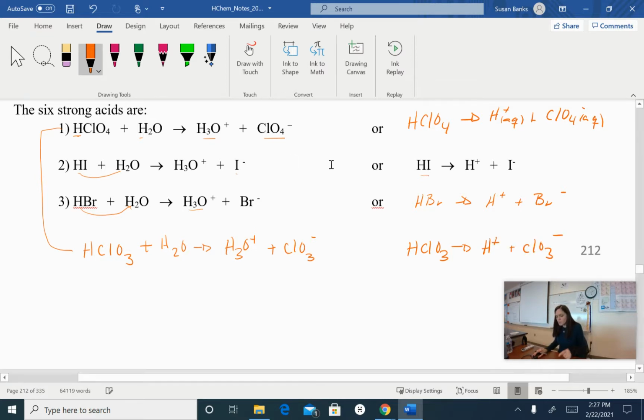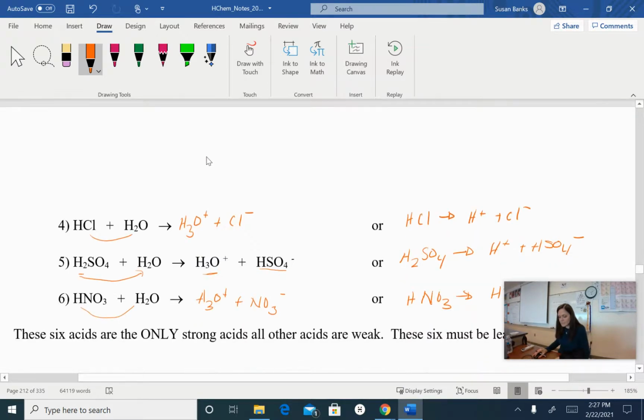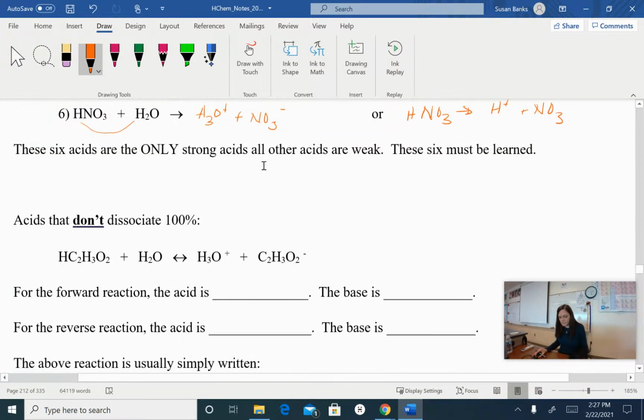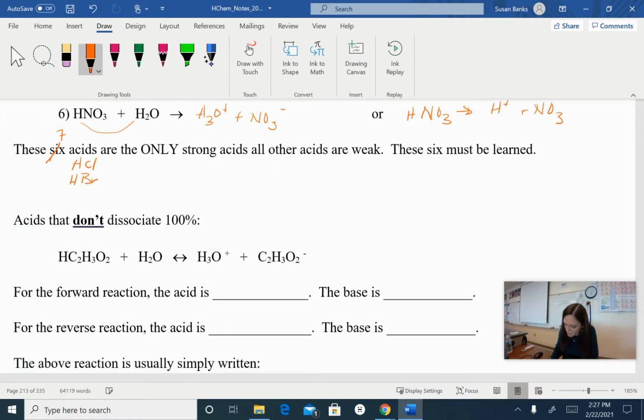Okay? So let's list the 7 acids that are strong. All others are weak. Okay? So the strong acids, we have 3 that are binary. So we have hydrochloric, we have hydrobromic, and hydroiodic. Those are all strong. And yes, binary, they should all have aqueous by them.